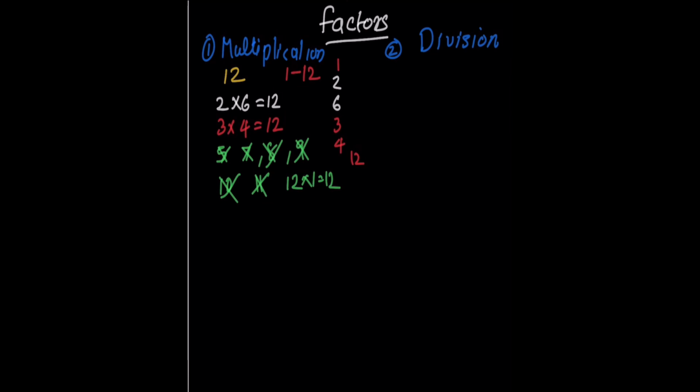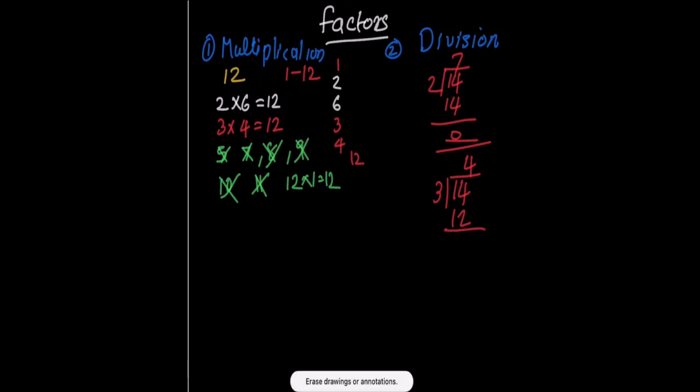Then how to find factors by the division method? Check whether 2 is a factor of 14. Then divide 14 by 2. 7 twos are 14. It is a complete division. So, 2 is a factor of 14. When checking whether 3 is a factor of 14, divide 14 by 3. In that case, we will get 2 as a remainder. So, it is not a complete division. So, 3 is not a factor of 14. That's how we find factors through the division method.